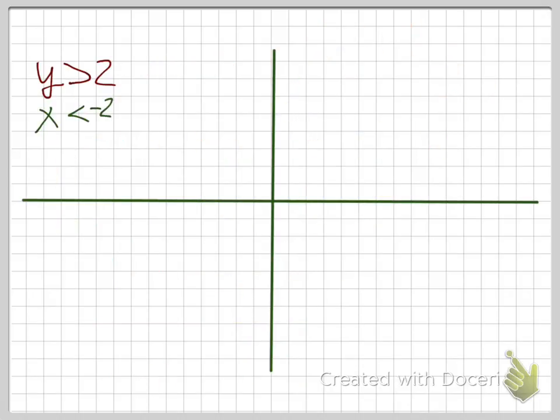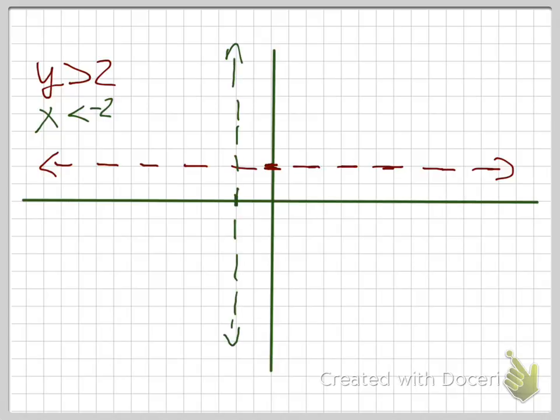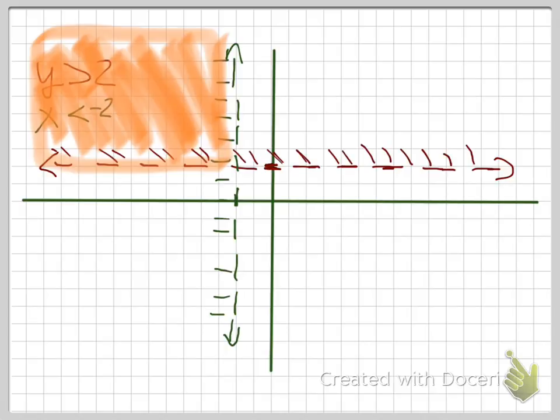So the next one, we have y greater than 2 and x less than negative 2. Okay, y greater than 2 is a horizontal line at 2. Notice it's broken because there was no line underneath. X less than negative 2 is a vertical line at x equals negative 2. Keep in mind, the x line crosses the x-axis, the y line crosses the y-axis. Then when you do the shading, you would find out that the cross shading is right there in the top left corner. So keep in mind again, y and a number is just a horizontal line, x and a number is a vertical line.